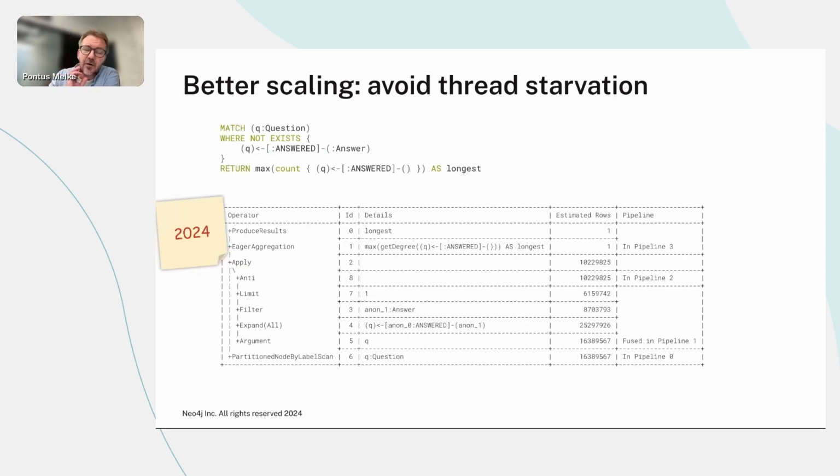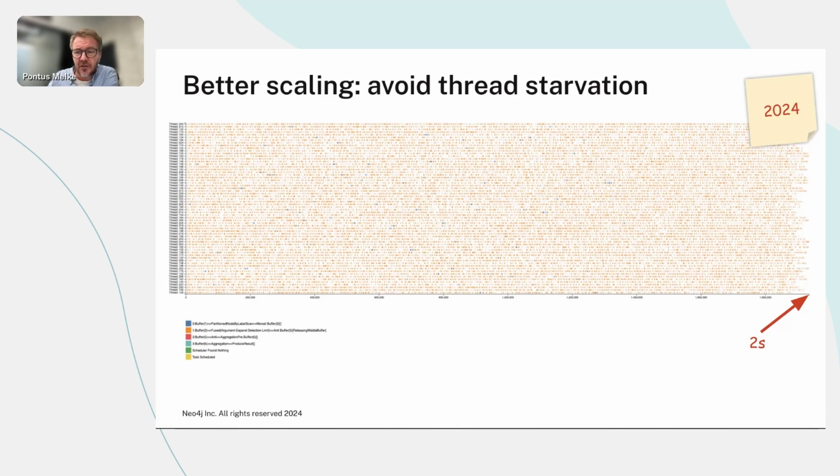So running the same query in the current version, we don't see that much different. We see now we have this partition node by label scan explicitly, but that is not helping much for scaling. What we did discover is that it was indeed this anti, and that created a problem with scheduling, so it was hard for other work to be picked up, and it wasn't evenly distributed.